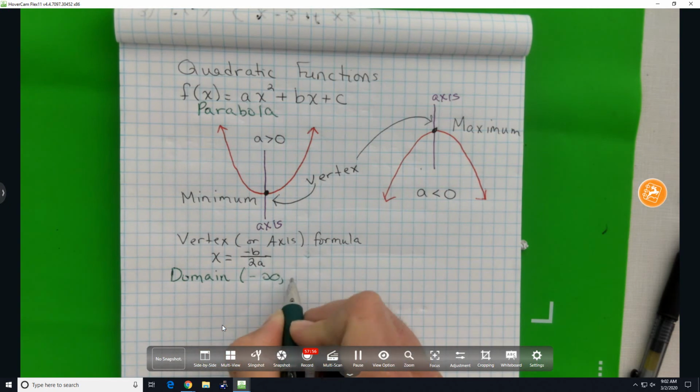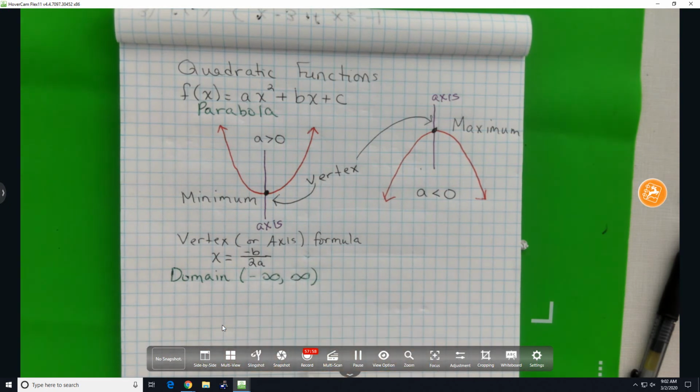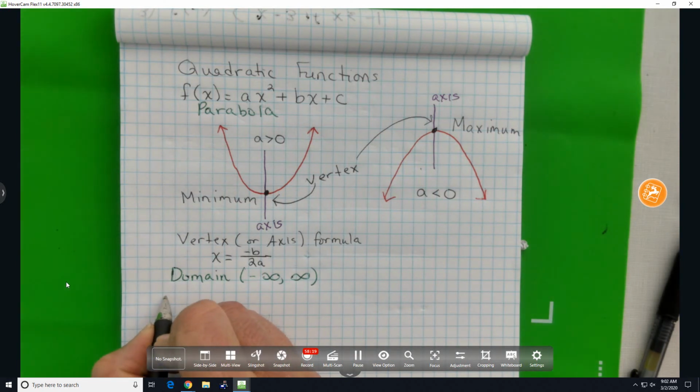Negative infinity to infinity. When they ask you what's the domain of the quadratic function, you just write negative infinity, comma infinity. This is another one of those times where you have to type that. Now for the range, that's going to take a little bit of thought looking at the graph. But now, I also want to define increasing and decreasing.